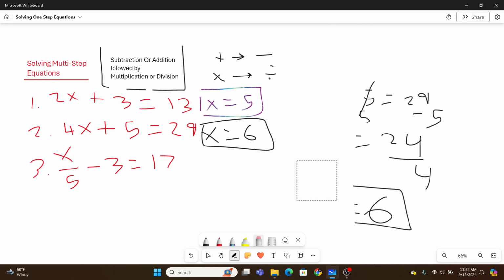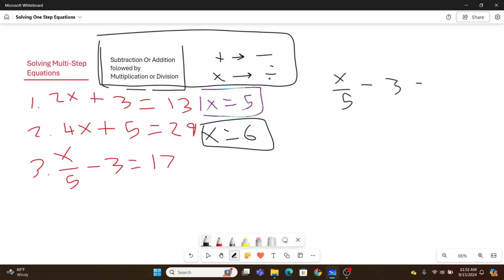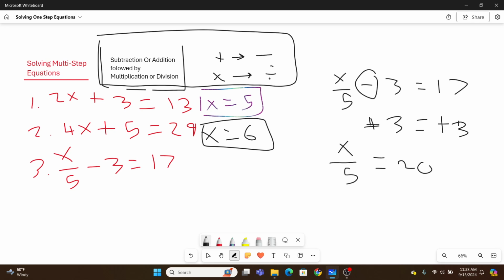And number 3 is slightly trickier because it involves division. But if you follow both of these boxes here, then you will get the answer. So first, we start with subtraction or addition. In this case, it's subtraction. So we add 3 on both sides. And we add 3 on this side as well. And we get that x divided by 5 is equal to 20. Because negative 3 plus 3 is equal to 0, and 17 plus 3 is equal to 20.